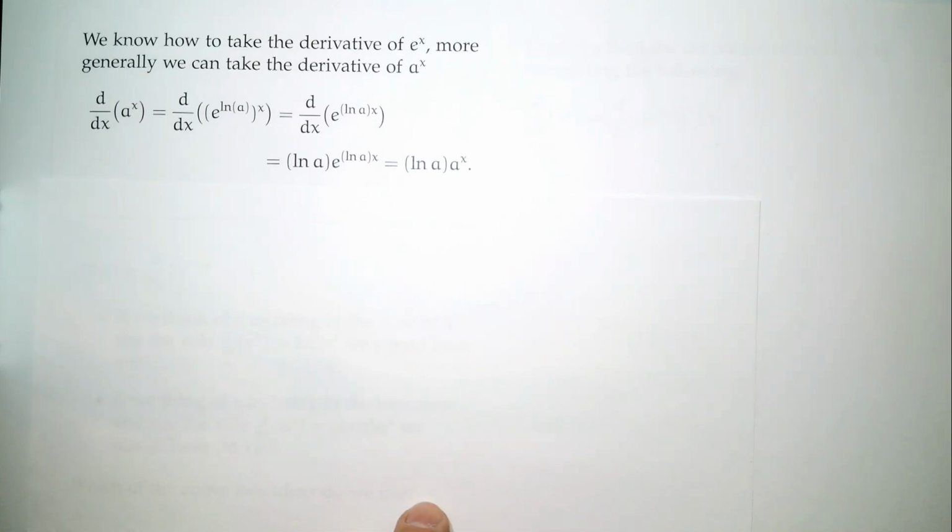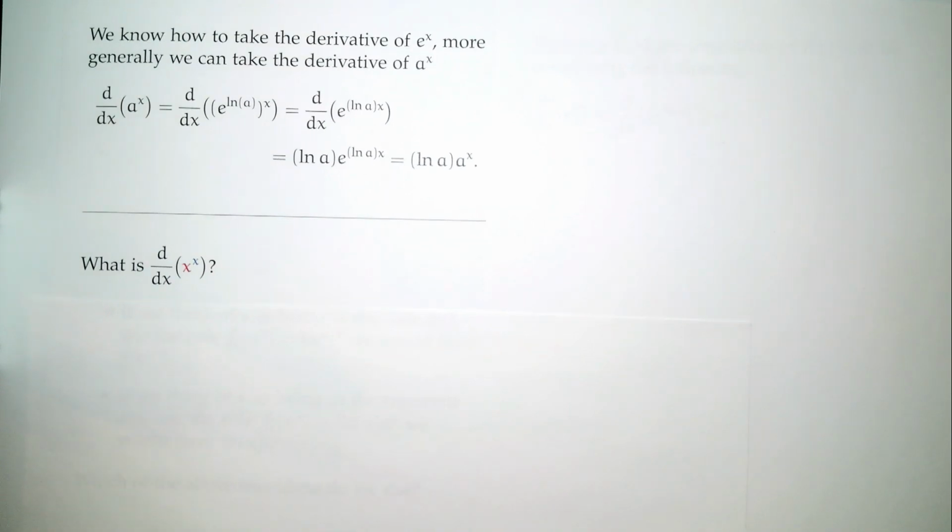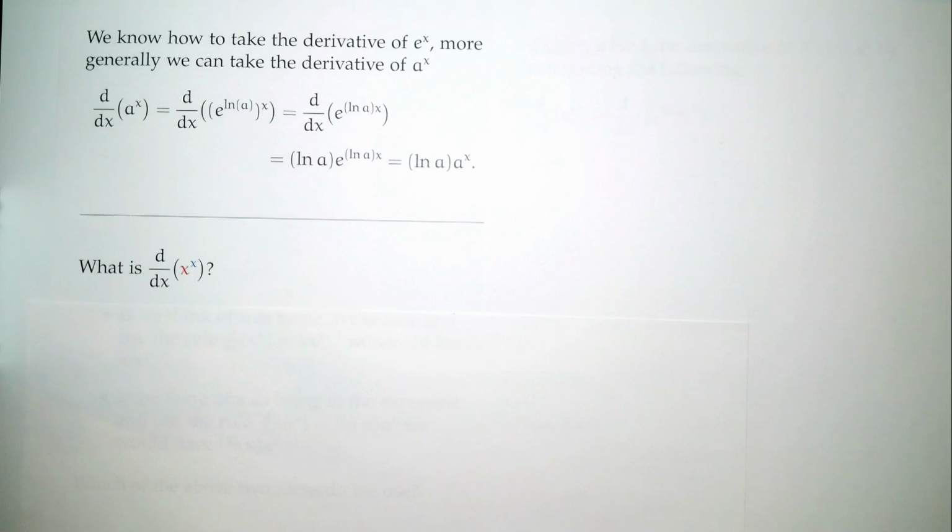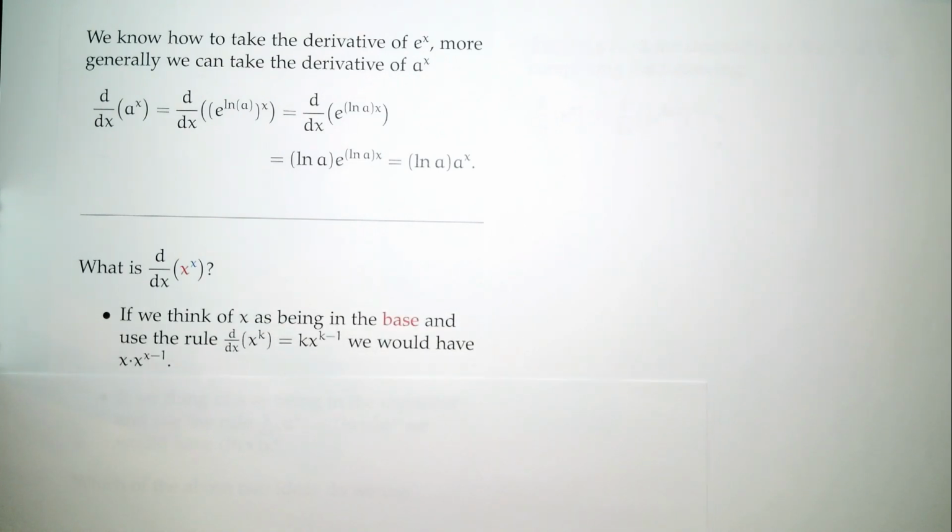So let's try something. What's the derivative of x to the power x? Now, the weird thing is, x is playing two roles. See, it's downstairs. So we're like, well, maybe we should think of x as being that downstairs part, the base, then we have this rule that says the derivative of x to the k, well, that's k times x to the power k minus 1. In this case here, k would be x. So it would be x times x to the power x minus 1.